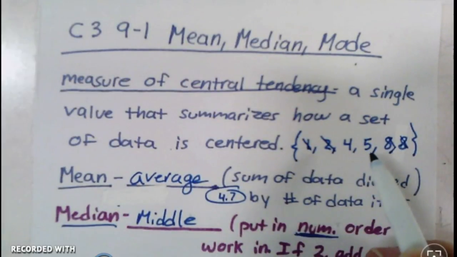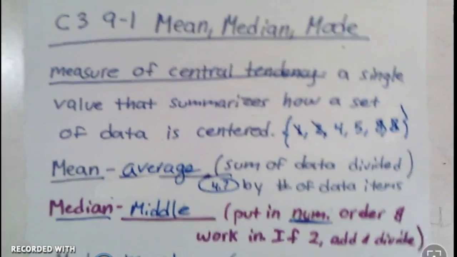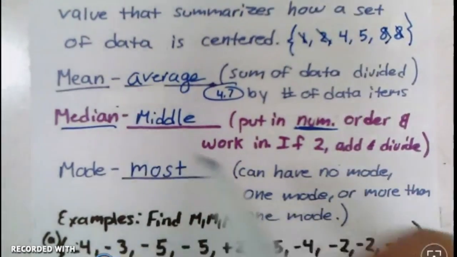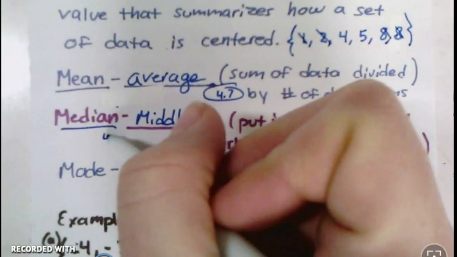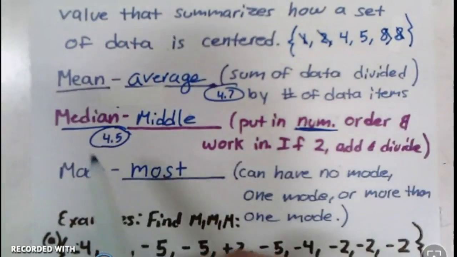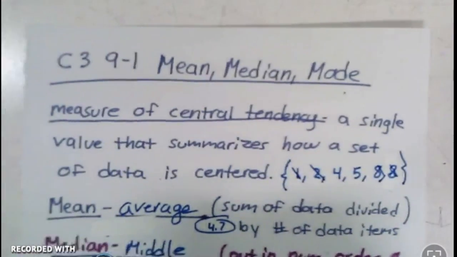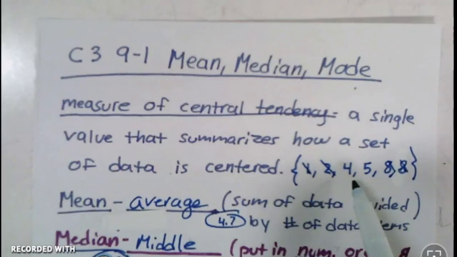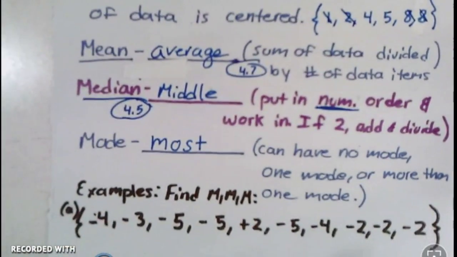So 4 plus 5 is 9. 9 divided by 2 is 4.5. So in this case, my median is going to be 4.5. And notice that in both of these cases, none of these numbers are actually 4.5 or 4.7, and yet that's what we get for our measure of central tendency.